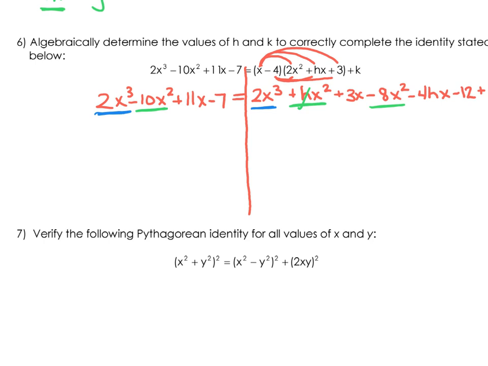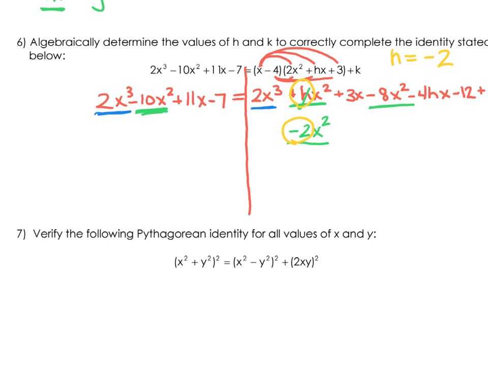If you wanted to make this a negative 2x squared, you are correct. And therefore, that negative 2x squared and that negative 8x squared are going to combine to give you that negative 10x squared. And so right here, you can see that h becomes negative 2. And we got one of the variables done.